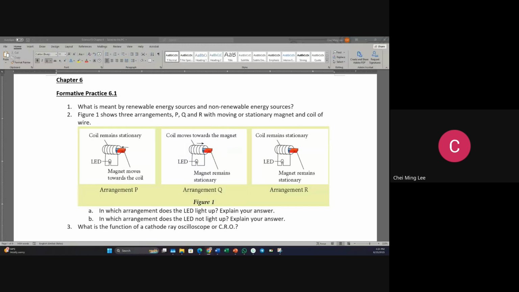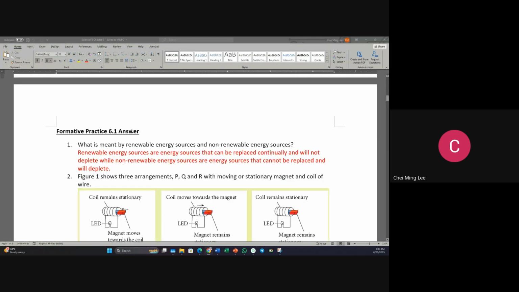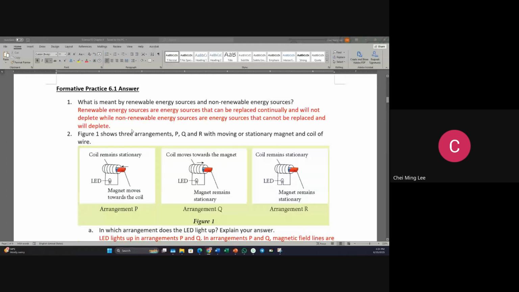Done? All right. So let's continue the answers. What is meant by renewable energy sources and non-renewable energy sources? Renewable energy sources are energy sources that can be replaced continually and will not be depleted, while non-renewable energy sources are energy sources that cannot be replaced and will deplete.